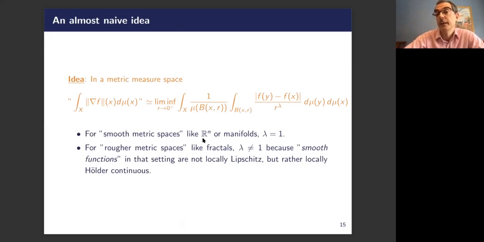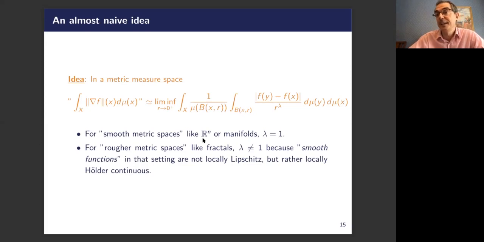That is, in the framework of fractals, like the Sierpinski gasket, or the Sierpinski carpet, or the Vicsek set that we are going to see quickly in a moment, we should think of smooth functions as not being Lipschitz functions. So in that case, the parameter lambda that we choose for the metric approximation of the gradient will not be equal to 1.